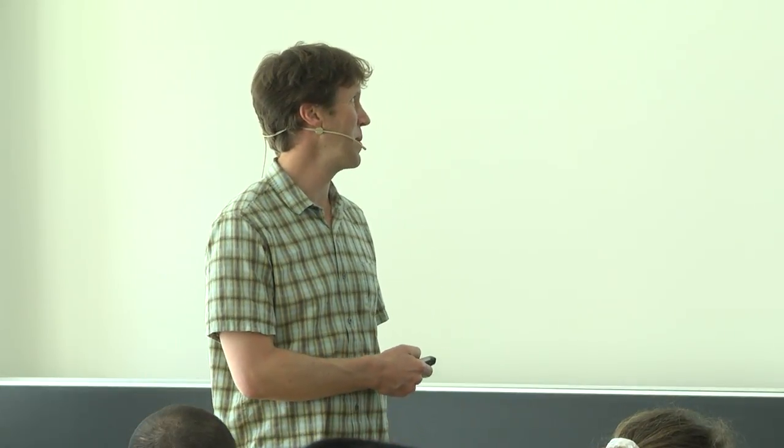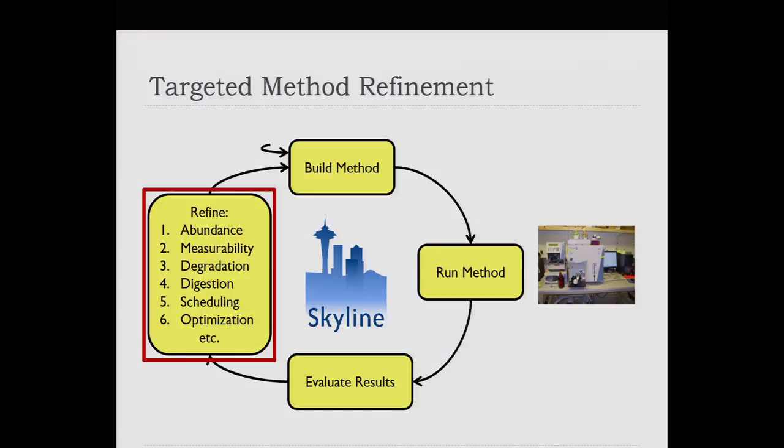Measurability: what's actually going to be measurable in your sample matrix. Degradation, I showed you that was a problem, and I'm going to come back to that in another slide in a second. Digestion efficiency: what is happening with digestion if you're going to put your proteins into trypsin, or some other protease. It's sometimes important to know the digestion mechanics. And then doing scheduling and optimization of parameters like collision energy.